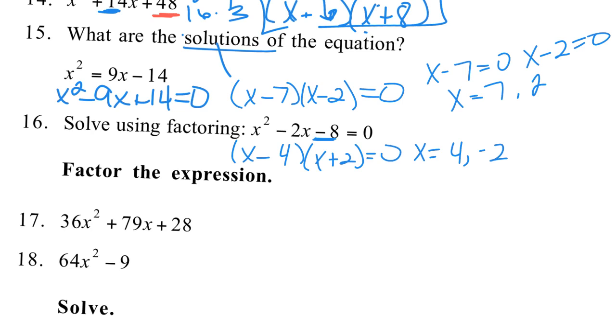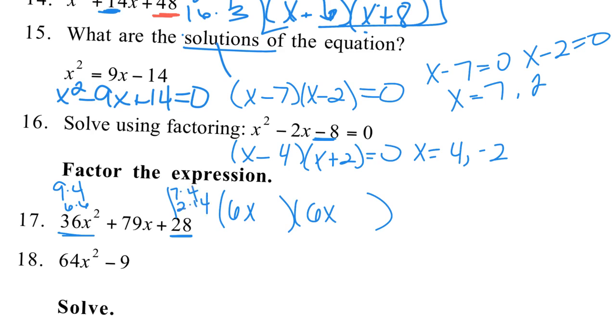Number 17, factor the expression. Now this is our guess and check model, where we have to say, okay, 36 is 9 times 4, 6 times 6. Let's start with those. There's other ones, but those will probably work for us. Let's try 6 times 6 first. So 6x and 6x. We know that our firsts are going to equal 36x squared, and our lasts need to multiply to 28. That's 7 and 4, or 2 times 14. So let's try 7 and 4.